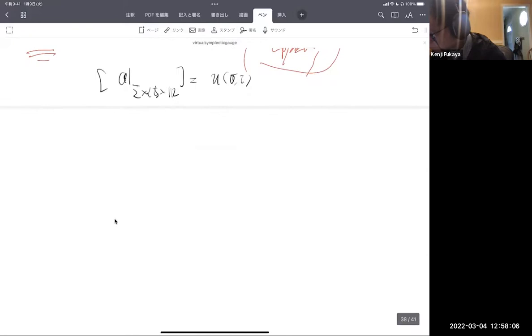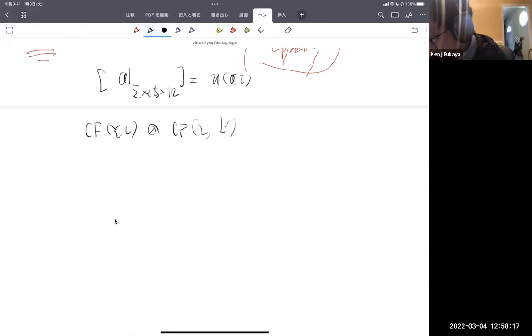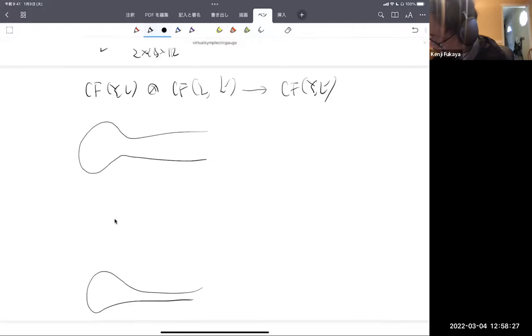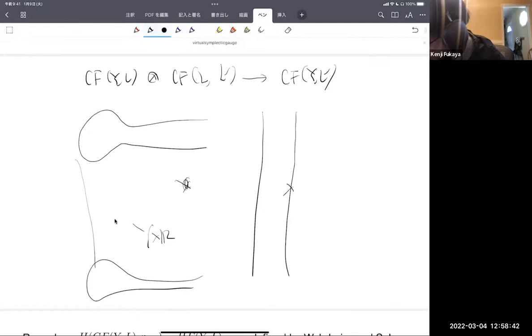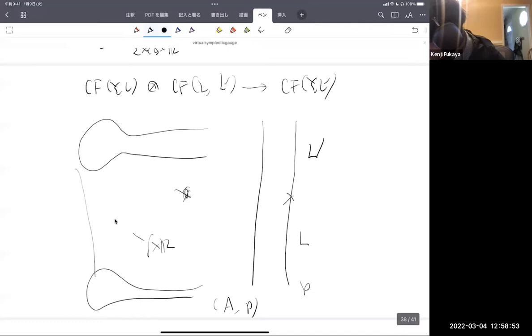So you want to construct CF(Y, L) tensor CF(L, L'), and it goes to CF(Y, L'). And the construction is, you have this Y. And this is X. So Y cross R is X. And then you have this put here. And then you have this L here, and you have L' here. So here you have this AP. And P is an element of L tilde. And A is a connection, and you have B, Q, and Q is an element of L tilde prime. And here you have X. X is an element of the fiber product.